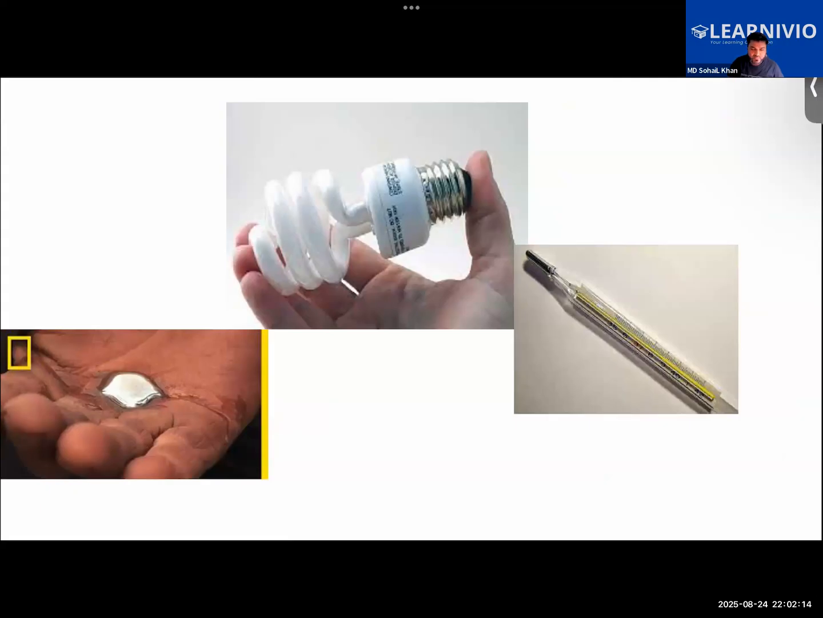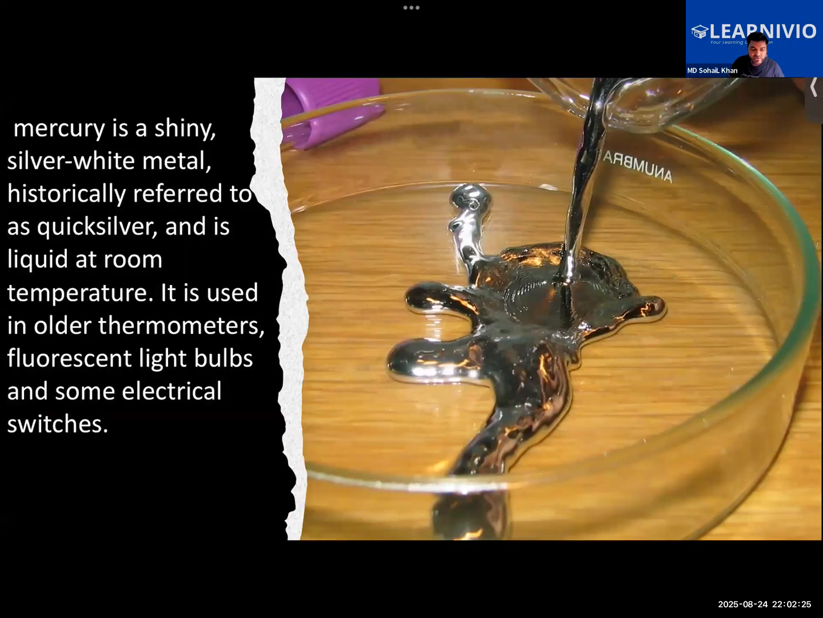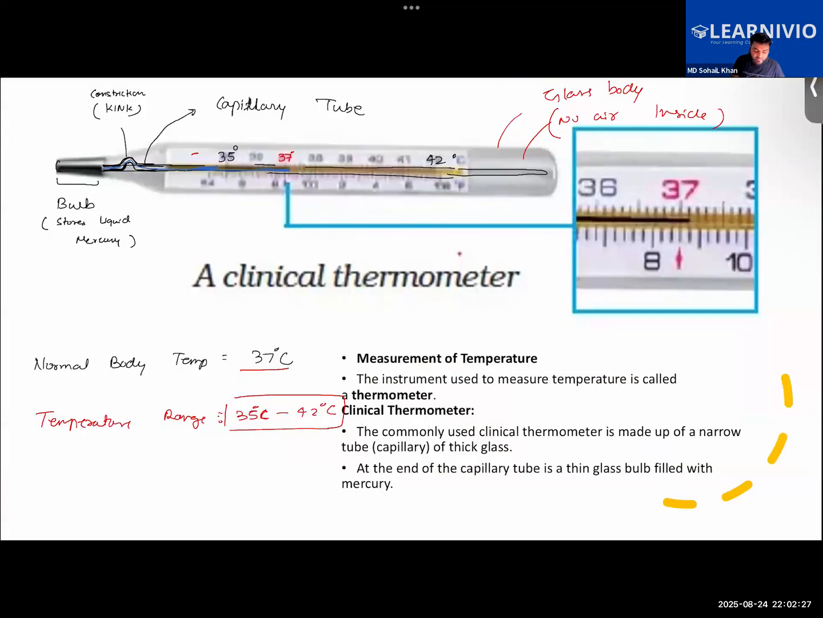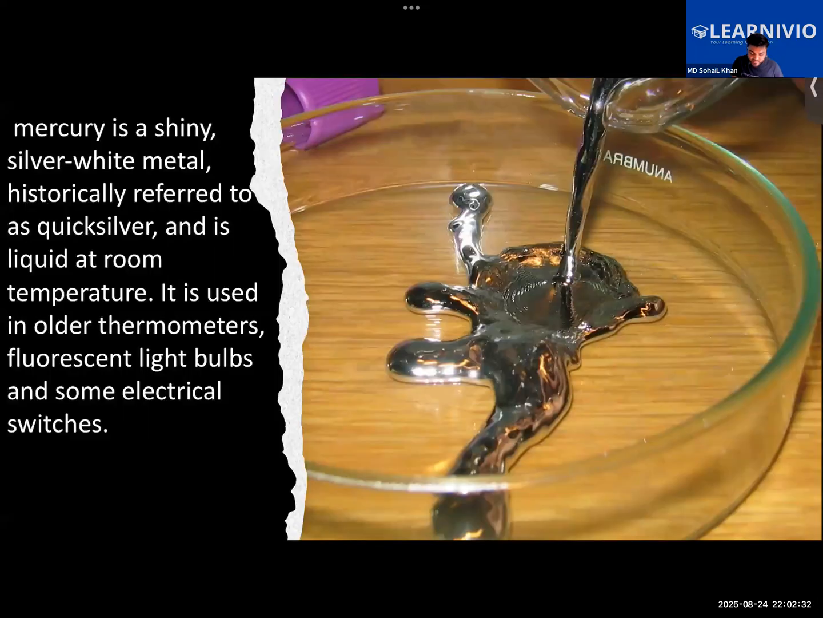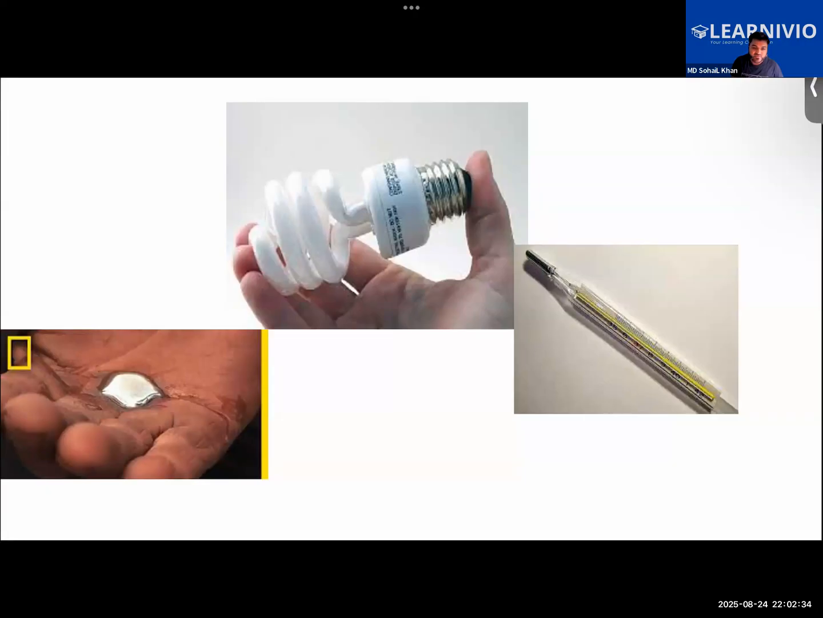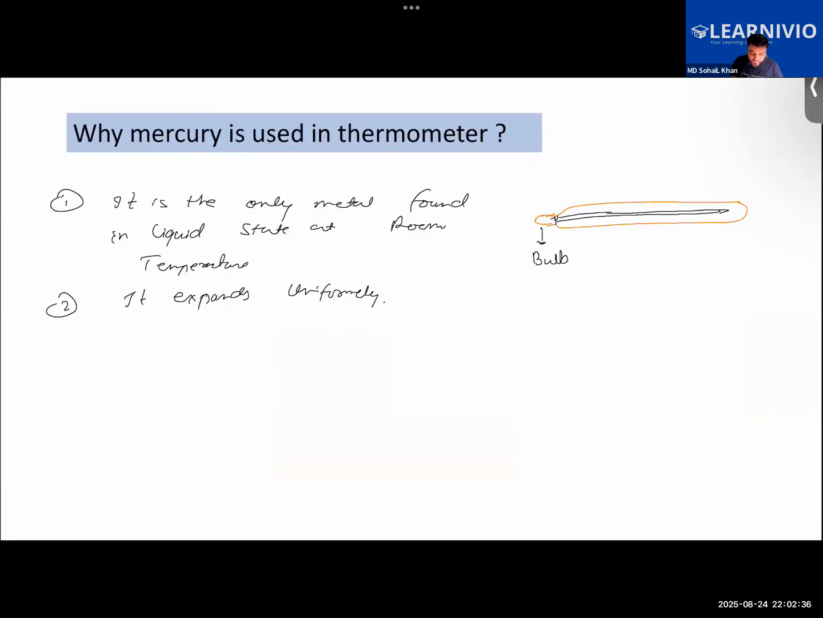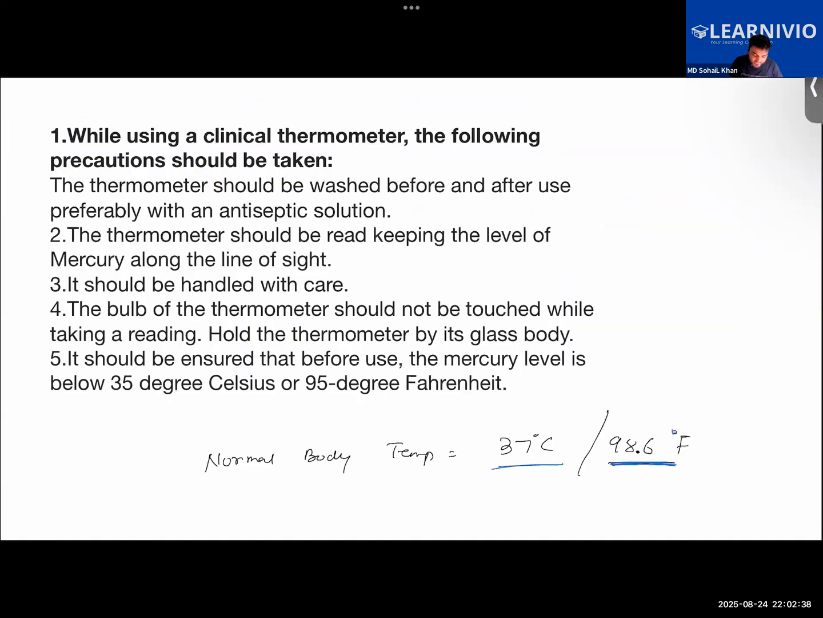Now, other than being used in clinical thermometers, mercury was also used earlier in compact fluorescent lamps. Also, this mercury is toxic in nature. Suppose the thermometer breaks and someone accidentally eats it, it can be very dangerous for health. If consumed in excessive quantity, it can even lead to death. Okay, so that is the thing.